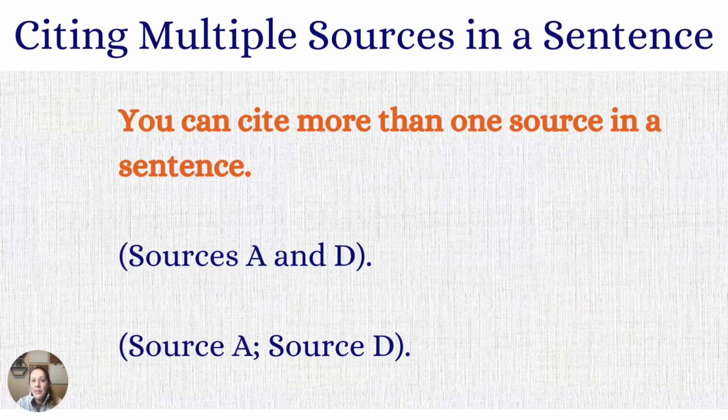Now, you might be wondering, am I allowed to cite more than one source in the same sentence? And the answer is yes. In fact, some students can do this quite well. It's a way to put those sources in conversation with each other. So there's a couple different ways that students commonly do this for the AP Lang exam. You might say something like sources A and D, or you might say source A, semicolon, source D. Both are fine. You want to make sure that you're citing them in the order that they appear in the sentence. So in this case, source A would be the first quote and source D would be the second quote. It's not about alphabetical order. It's about which one appears in the sentence first.